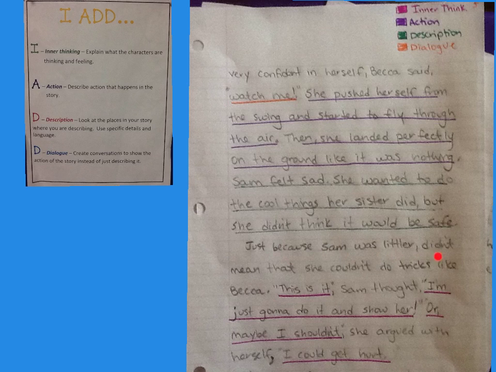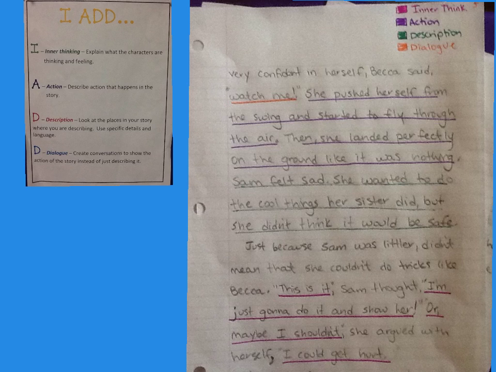And then just because Sam was littler didn't mean that she couldn't do tricks like Becca. This is it, Sam thought. I'm just going to do it and show her. Or maybe I shouldn't, she argued with herself. I could get hurt. And there I underlined that in the pinkish color because that was all inner thinking.